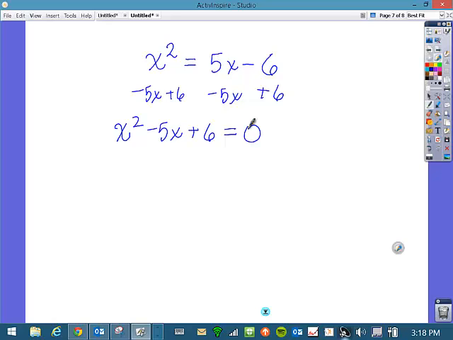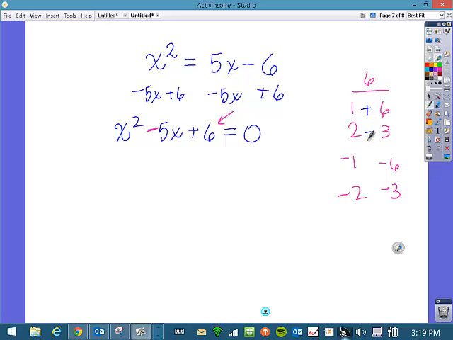So now I need to make my list of numbers that multiply to give me 6. So I think of 1 and 6 and 2 and 3. But this one's a little bit different because I have this negative in front of my 5. So I need to think about negative numbers. Do you agree that 2 negative numbers multiply to give you a positive number? So -1 and -6 multiply to give you positive 6. And -2 and -3 multiply to give you positive 6. So this is my whole list.